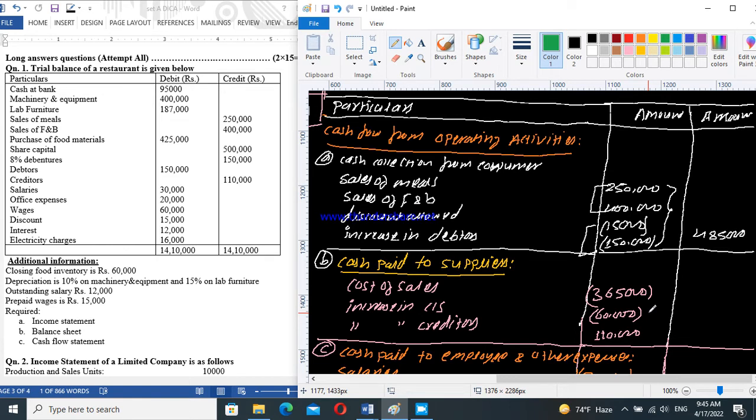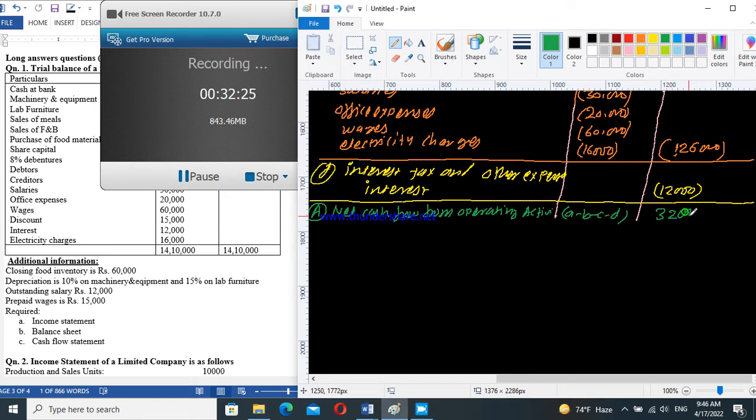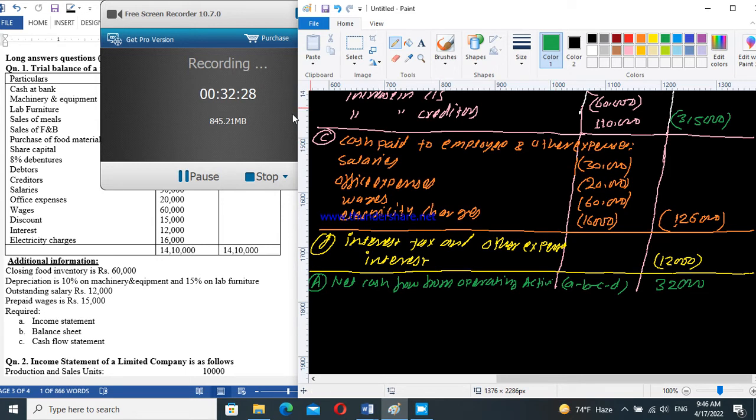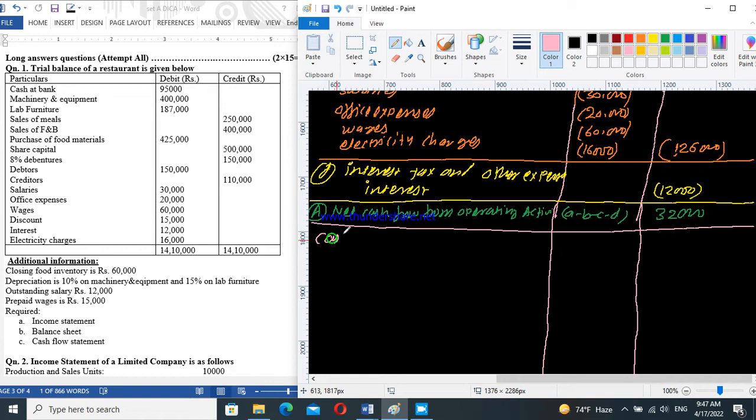650 minus 1 lakh. The data is 32,000 in positive format. Okay, now cash flow from investing activities. Cash flow from investing activities. Investing activities.